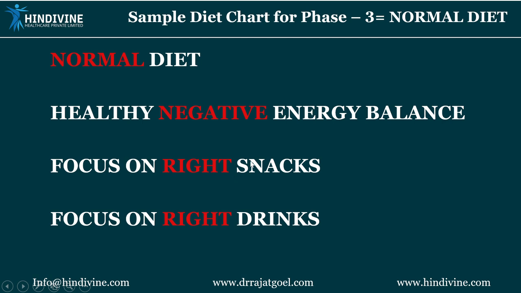And phase 3 is normal diet, which is phase 4 of bariatric surgery. This is phase 3 here. And ideally the best diet is a negative energy balanced diet. And snacks are very important, and the right drinks, like they should not again go back to alcohol or high energy drinks or carbonated drinks like diet coke.